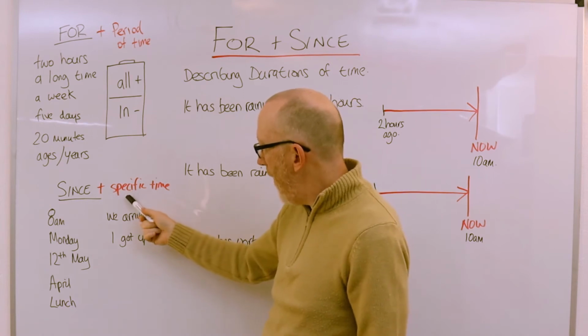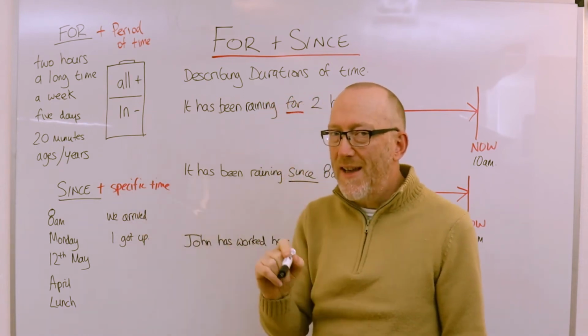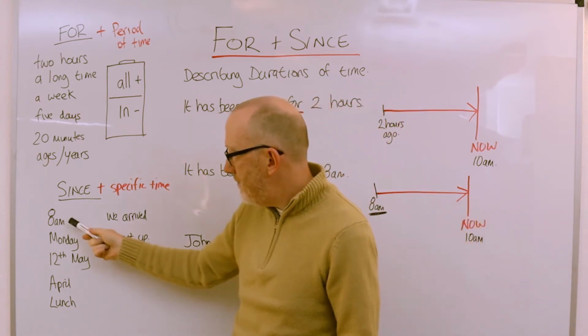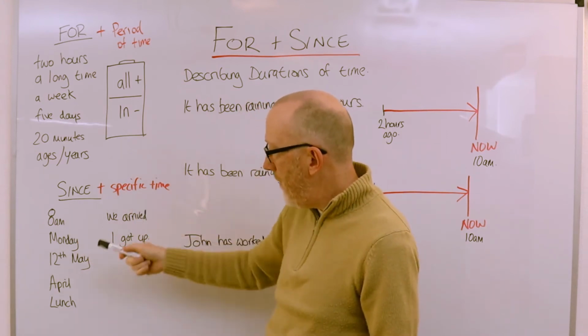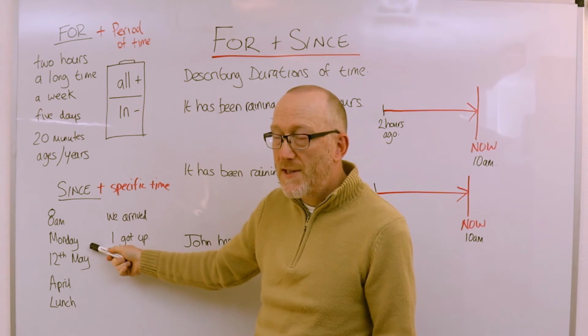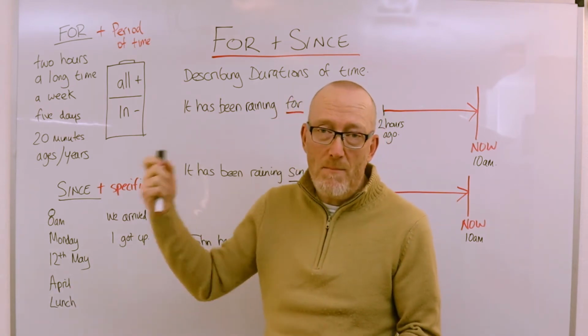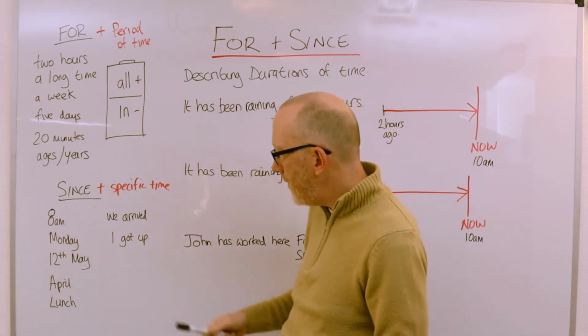Now, we're talking about a specific starting point, not a precise starting point. A precise starting point would be perhaps 8 a.m. But our starting point might just be Monday. So it has been raining since Monday. At some point on Monday it started raining and it has continued since.